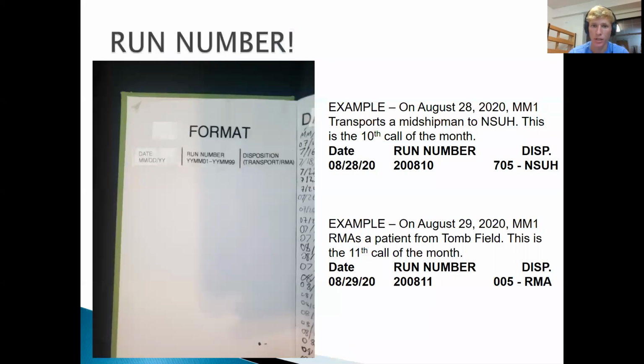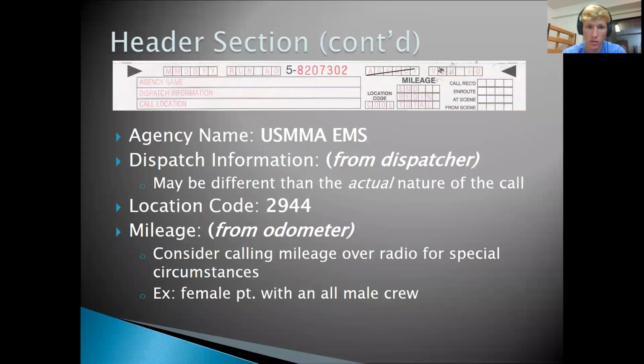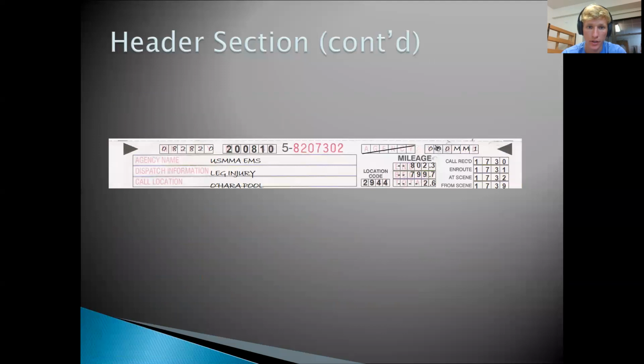And here's an example. Please pause the video if you need time to look at this. I'm not going to go too into detail. Just remember, you'll put the date, the run number, and then the disposition, be that a transport or an RMA. So here is an example of what every PCR should look like with your specific mileages, dispatch information, and call numbers. But everything on the top should be filled out.